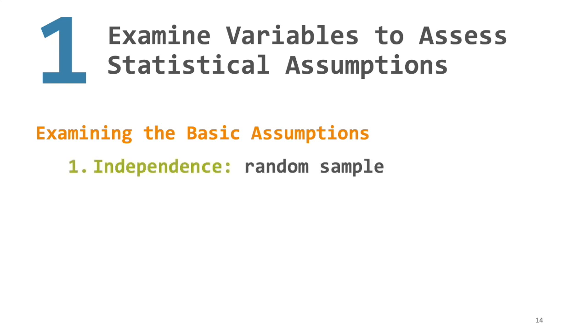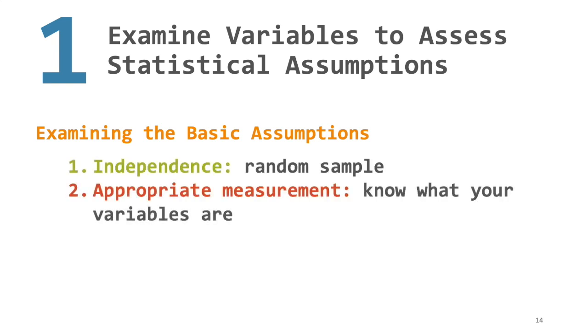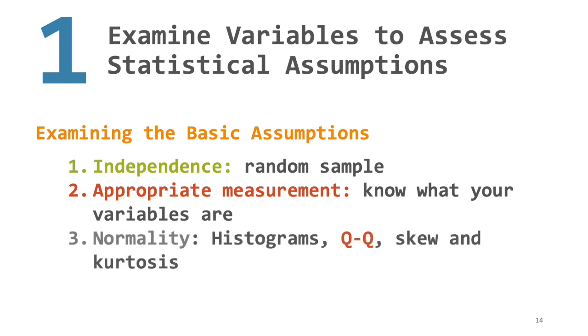To examine these, we want a random sample. We have to know what our variables are. We can look at a QQ plot, and then for sphericity, we're going to use what's called Mauchly's test. We'll talk about that more in class. We'll show an example, but it just tests, just like Levene's, for that assumption.